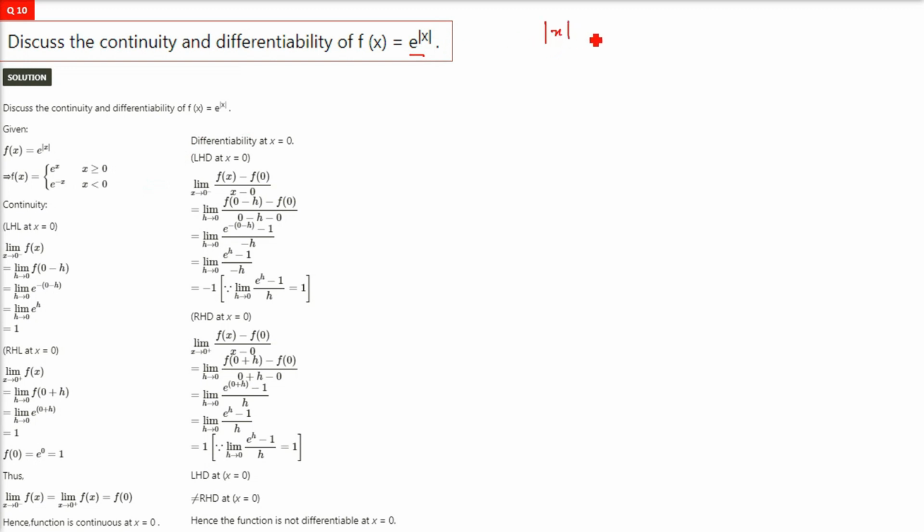The first thing here is the modulus x. Modulus x is simply x if x is greater than or equal to 0. But if x is less than 0, then because it will be negative, you have to put a negative in front of it. For example, if it is negative 2, you have to put a negative by yourself in order to make it positive, because modulus always gives you a positive result. That is why we have written negative x, because we want to make it positive. So x and negative x for x greater than or equal to 0 and x less than 0 is well known to us.